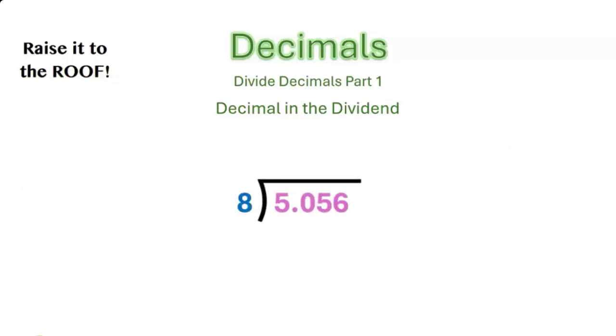So let's look at two more problems. Here we have 5 and 56 thousandths divided by 8. All I need to do is raise the roof, meaning I put the decimal point on the roof. Now I can just forget about it. 8 does not divide into 5, so I can leave that blank, or I could put a 0 there. I'm just going to leave it blank. But next, 8 divides into 50, and that goes in 6 times. 6 times 8 is 48. I'm just ignoring the decimal now. 50 minus 48 is 2.